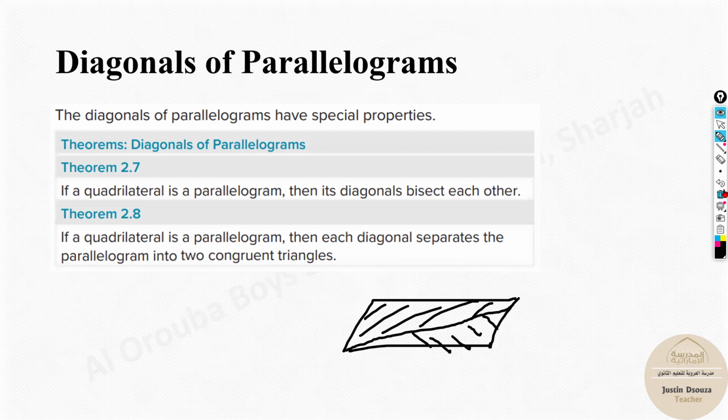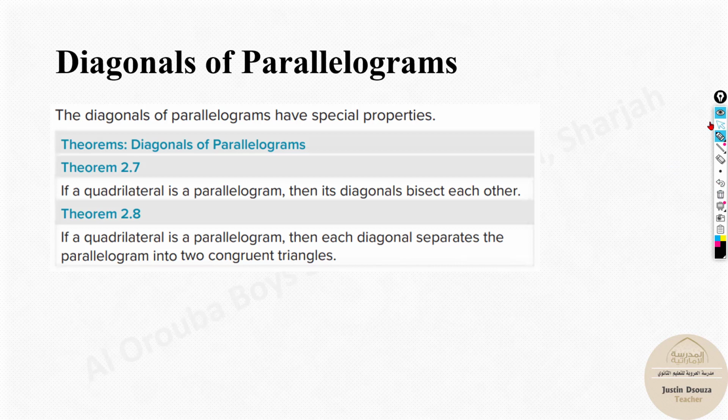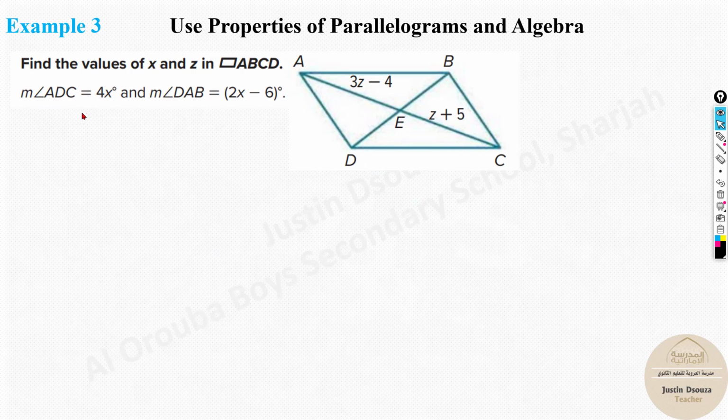There are two triangles formed, right? They are congruent to each other. Now let's use the properties. Here we have a figure and they have told find the values of x and z. Okay, x is given over here and z is given in the figure. And in the ABCD parallelogram.